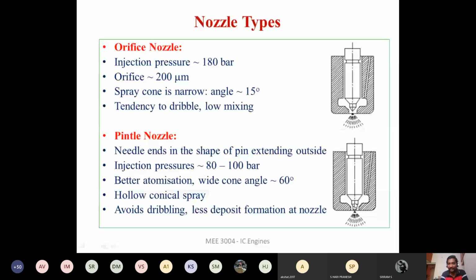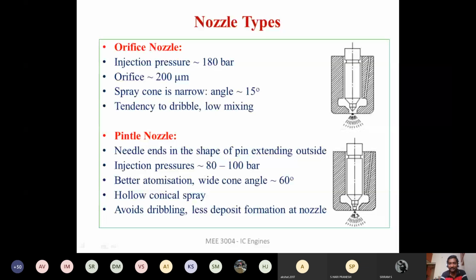Okay, and the spray pattern, if you see the spray pattern in the case of pintle type fuel nozzle, we are going to have a wider cone angle of around 60 degrees. Okay, so this cone is hollow, because at the center we are not going to have any fuel, because the pintle is present. So only through the annular space the fuel is going to be sprayed.